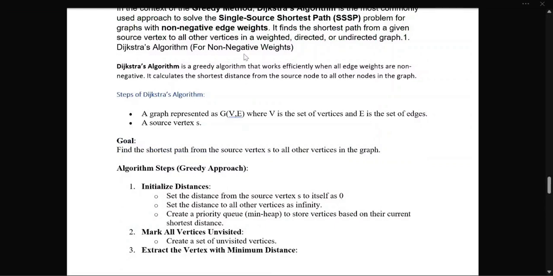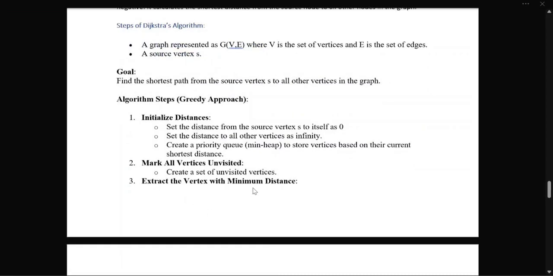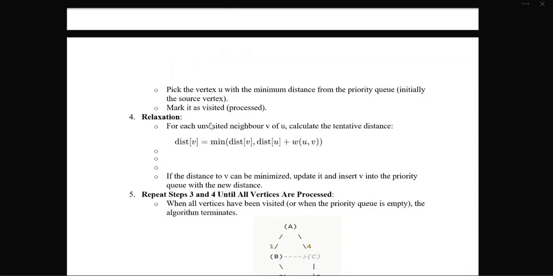Initialize distances. Set the distance from the source vertex S to itself as 0. Set the distance to all other vertices as infinity. Create a priority queue, min heap, to store vertices based on their current shortest distance. Mark all vertices unvisited. Create a set of unvisited vertices. Extract the vertex with minimum distance. Pick the vertex u with the minimum distance from the priority queue. Mark it as visited.